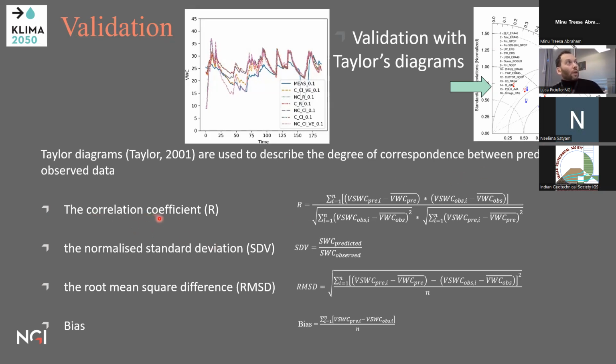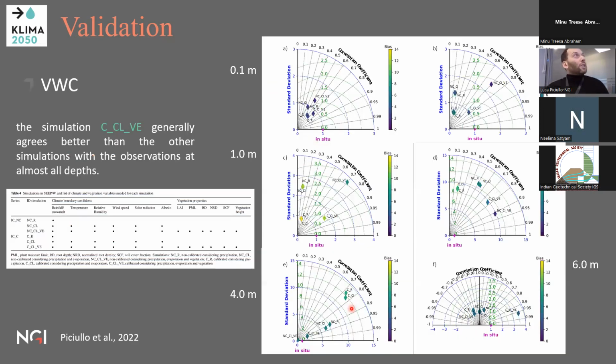So we have computed the correlation coefficient, the normalized standard deviation, the root mean square differences, and the bias of the back calculated volumetric water content at six different depths and of the pore water pressure. And we have compared them with the observed ones. This is the result of the validation using Taylor diagrams. So at the end, briefly, we found that with this preliminary calibration, using climate variables and vegetation was the best model to back calculate what we were monitoring. So here is the in situ condition, and here you can see that generally this CCLV is the one that agrees better than other simulations at almost all depths. You see it's here, you see it's here, and here is the closest one, and so on.